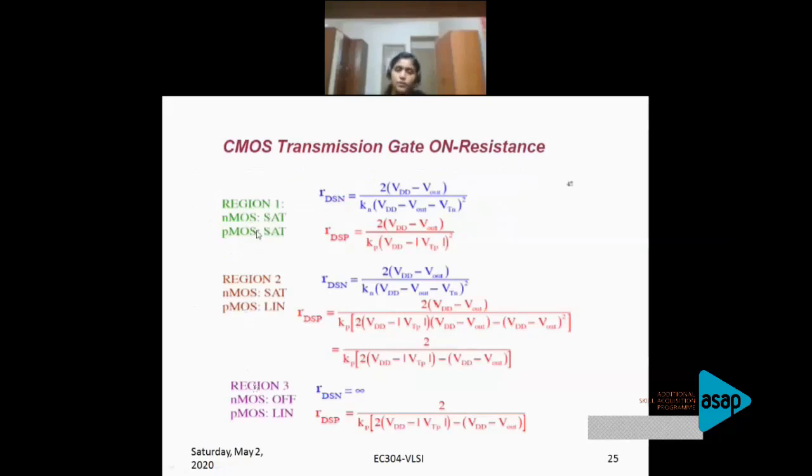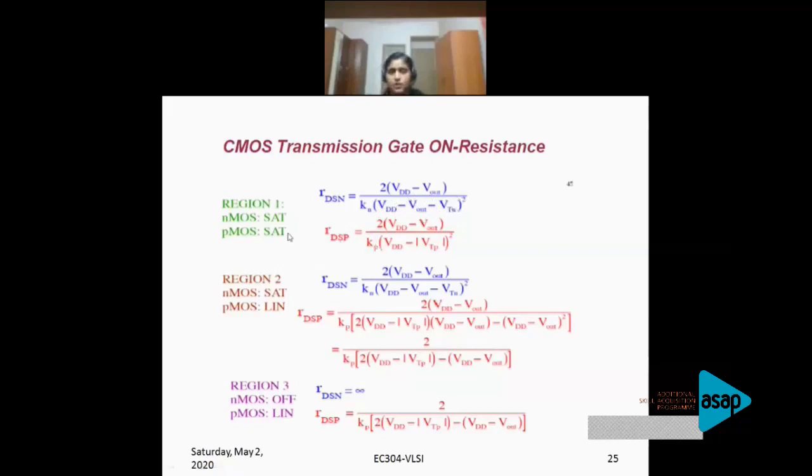So in region 1, NMOS is in saturation, PMOS is also in saturation. So what is the resistance of the NMOS transistor? It is nothing but (VDD minus Vout) by IDS, the ID current, right? So the ID current of N is in saturation, so you write the current equation for N here.